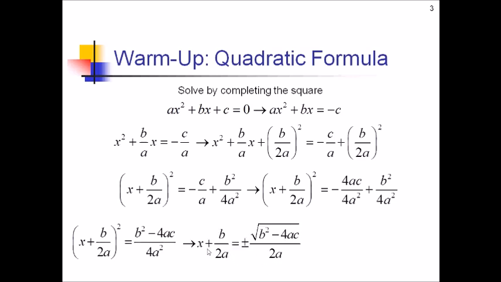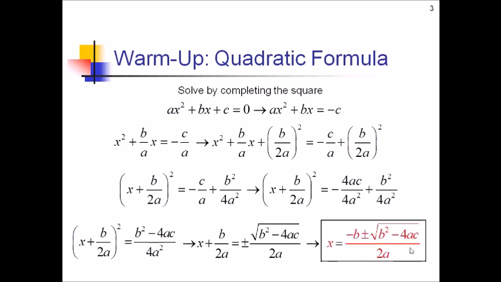And now I'm just going to subtract b over 2a to get it to the other side. Since I already have a common denominator of 2a, I can just put all of that in one big numerator. So when the dust settles, I've got x equals negative b plus or minus the square root of b squared minus 4ac all over 2a. And this is what we call the quadratic formula.